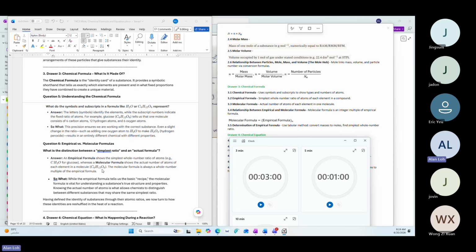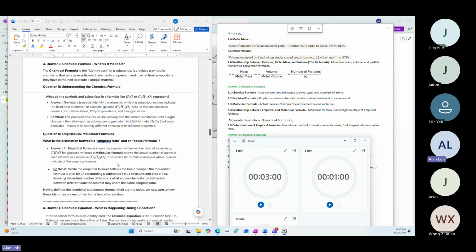What is the difference? Once you read this, I think by now you understand quite well, because it's a very simple difference between empirical and molecular formula. It's just whether it is using the simplest whole number ratio or the actual number of atoms for each molecule. As simple as that. Whether they're using 6, 12, 6 or 1, 2, 1. They did not write down the 1 over here, but it is 1. 1 carbon, 2 hydrogen, 1 oxygen. And that is glucose.